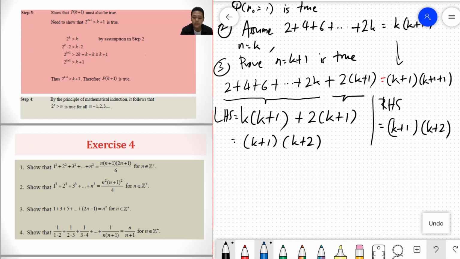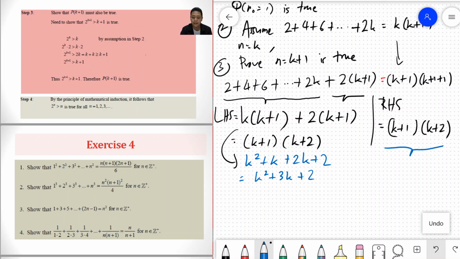However, for the students who cannot do this directly, you can try to do expansion instead. It will be like this: k squared plus k plus 2k plus 2, which is equivalent to k squared plus 3k plus 2. For the right hand side, it's not similar in terms of representation. You can also expand the right hand side, and it can be expanded to k squared plus 2k plus k. It will be 3k plus 2.